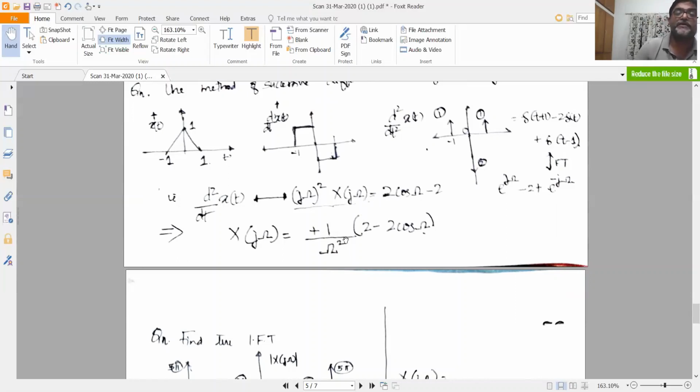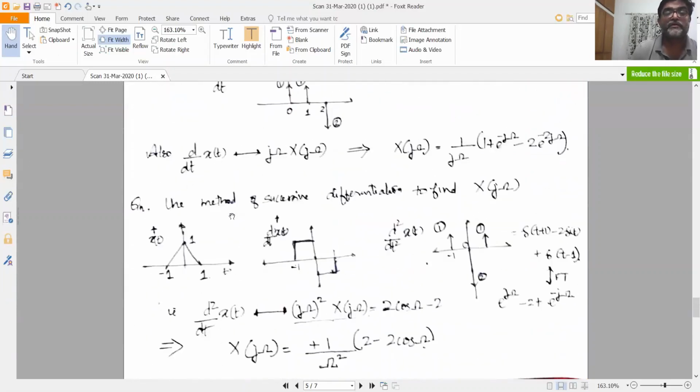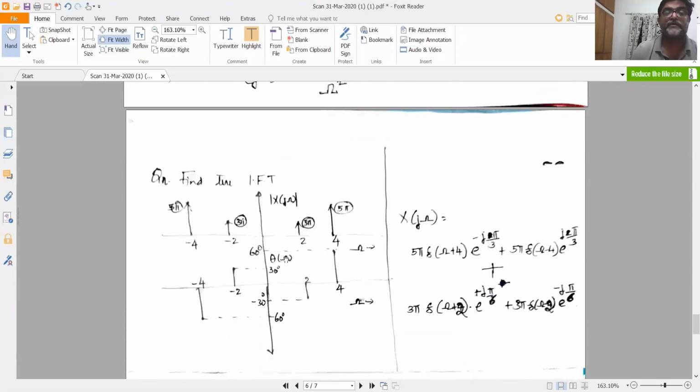So what is X of j omega therefore? 2 cos omega minus 2 by minus omega squared. So that is 1 by omega squared into 2 minus 2 cos omega. Okay. Again, this is fairly straightforward.